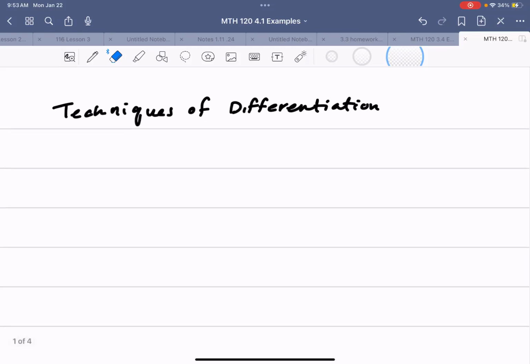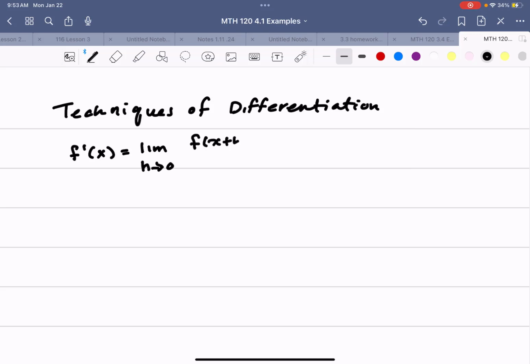So let's talk about some techniques of differentiation. To this point, anytime we were trying to find the derivative, f prime of x, we had to take the limit as h goes to 0 of f of x plus h minus f of x divided by h. And so what we were doing is, just graphically, let's look at this.